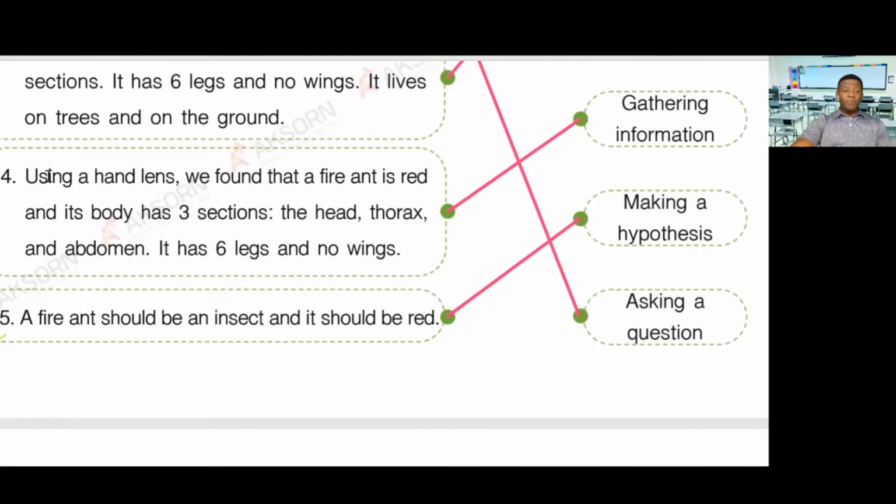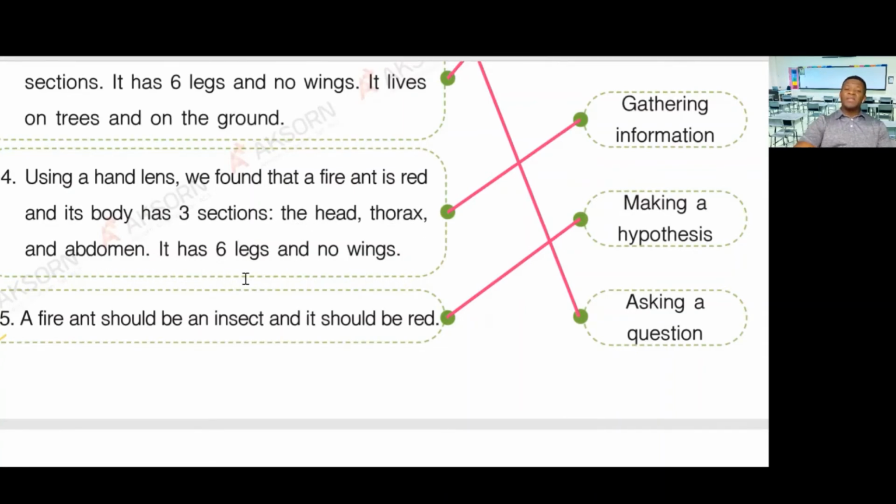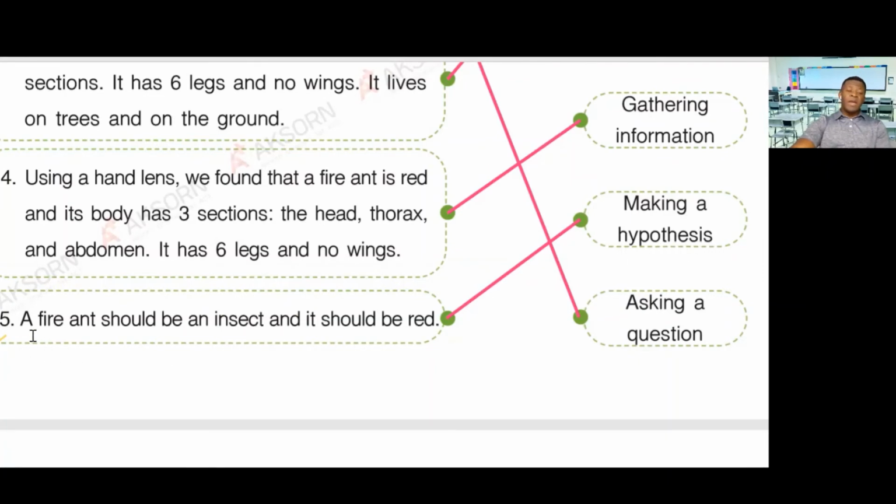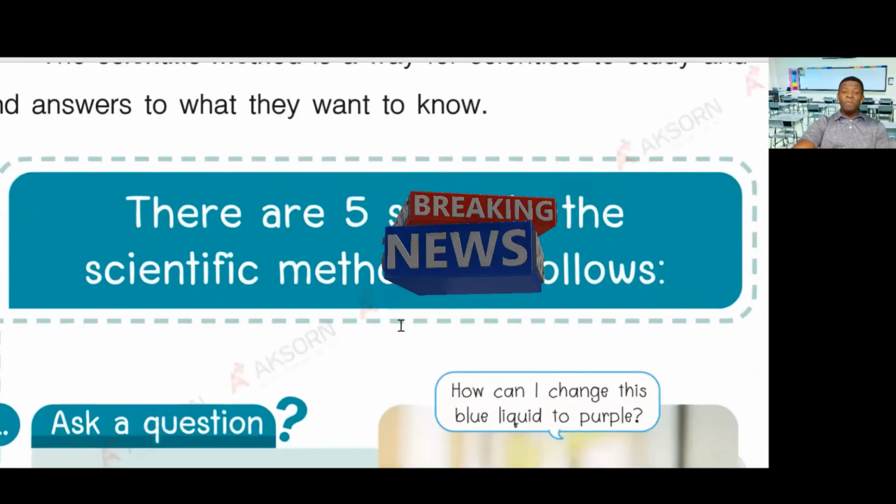Number 4, using the ant length, we find that a fire ant is red and its body has 3 sections: the head, thorax, and abdomen. It has 6 legs and no wings. This is gathering information. And number 5 is making a hypothesis. That is, a fire ant should be an insect and it should be red. That is a hypothesis. So let's go on to the next one.